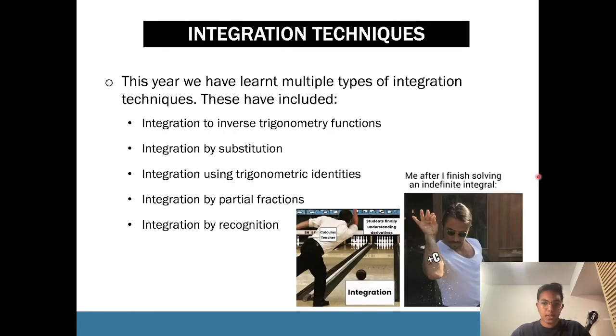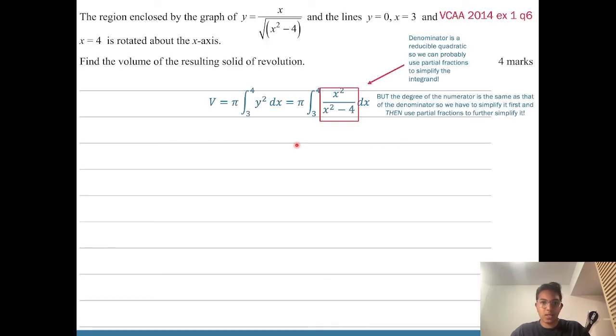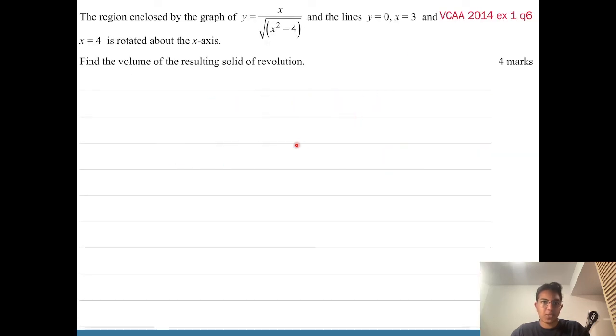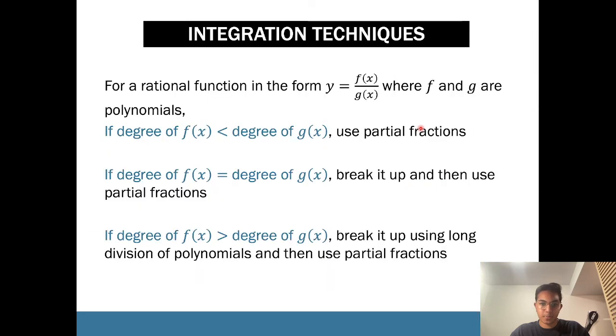All right, so let's quickly go over some integration techniques. We've got integration to inverse trig functions, integration by substitution, integration using trig identities, partial fractions and recognition, and so on. So we have multiple techniques. I'm not going to do this question either. This is just a volume of revolution question. The trick with this one was just knowing what the formula was and then using partial fractions to simplify everything.